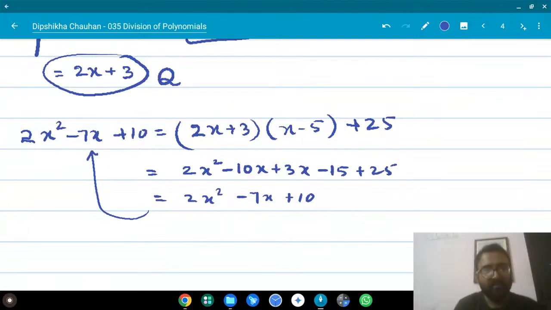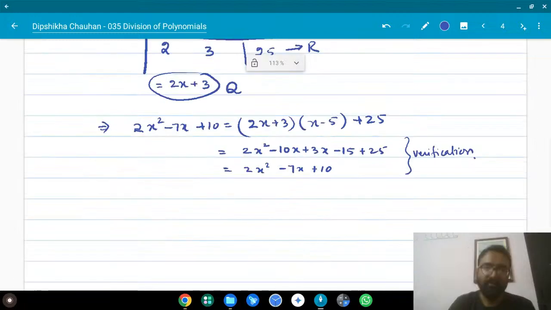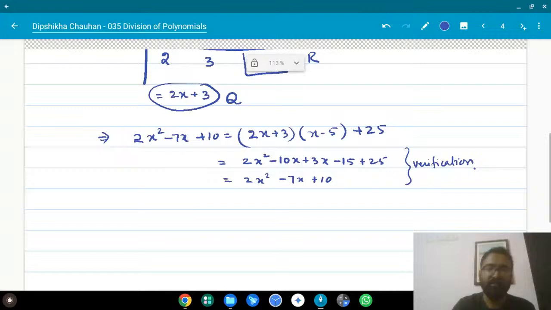So this process is nothing but verification. This is verification. Okay, so it is simple. So let's go to the next problem.